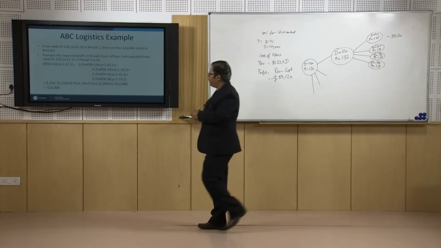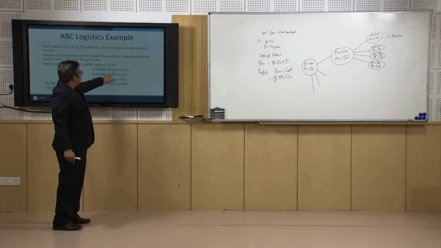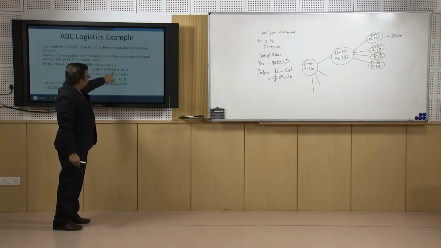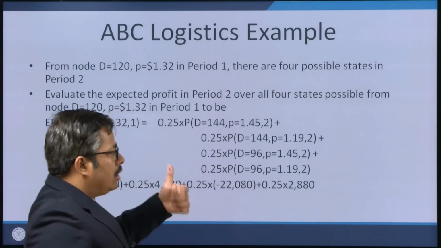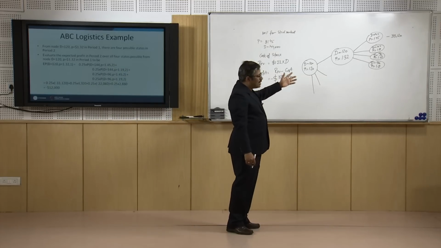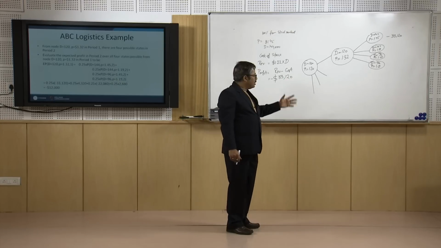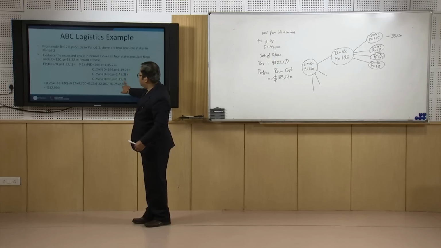So that is what we have written here, that 0.25, and for the situation of D144 1.19, D96 1.45 and D96 1.19. So these all are the 4 different states, and then the expected profit is multiplied by the respective transition probabilities, that is 0.25. So that is the expected profit for all these things.